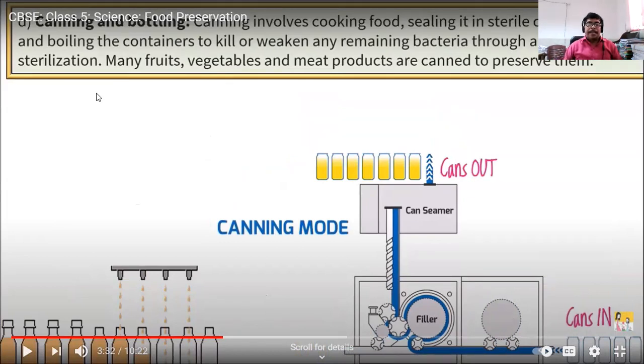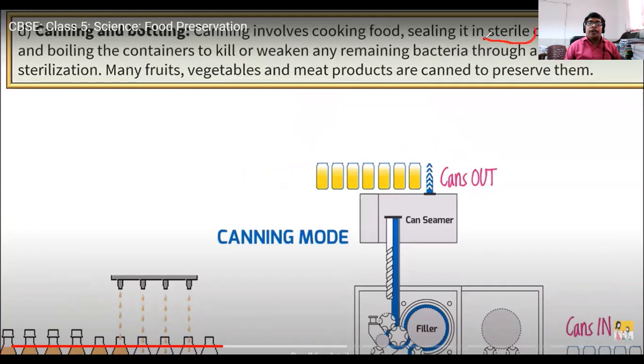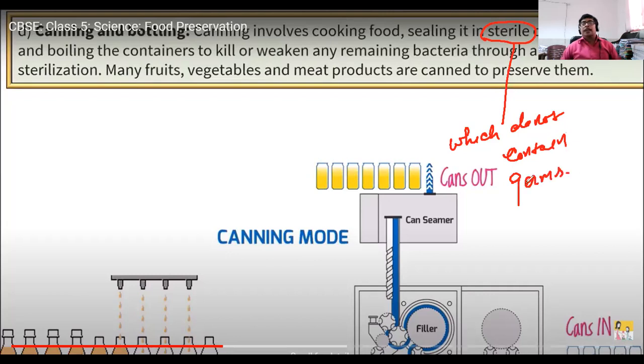The sterile can. Okay. Now, what is sterile? Sterile means sterilized, which does not contain germs. This is called sterile, right?